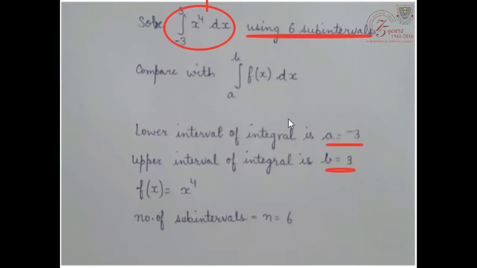Also find the value of the function f(x). The function is x raised to power 4, as you can see on the screen, and the number of subintervals is given to us, that is 6. If the number of subintervals is not given to you, you can take n as of your choice.